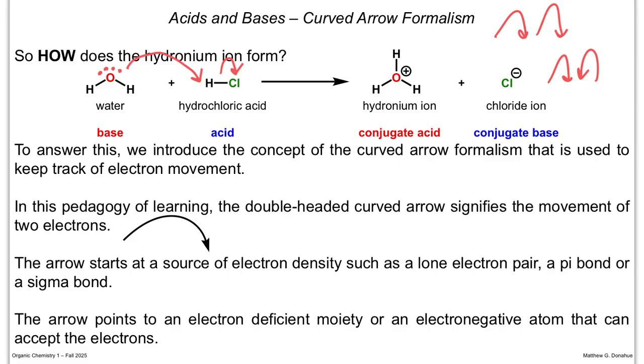So we have the source and then the sink. The double-headed arrow means the movement of 2 electrons, whether it's a lone pair, a sigma bond or a pi bond. And I would definitely encourage you, in terms of the electron sink, to make sure that it's jiving with electronegativity. Can the element or species accept those electrons?